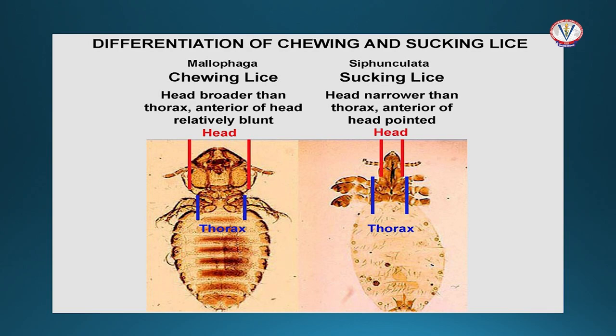Order Mallophaga consists of both mammalian and avian lice. It has a head which is broad, flat and rounded anteriorly with ventral mouth parts. The mouth parts are adapted for biting and chewing. Antenna may or may not be visible. Prothorax is free. Meso and metathorax are fused.